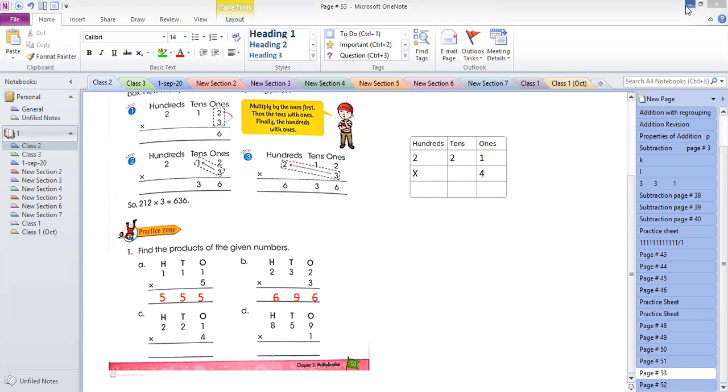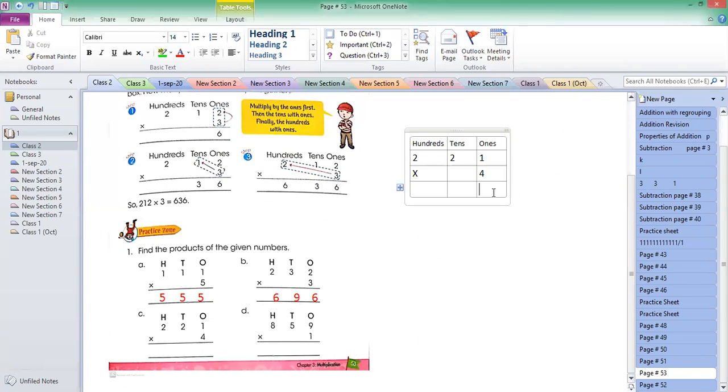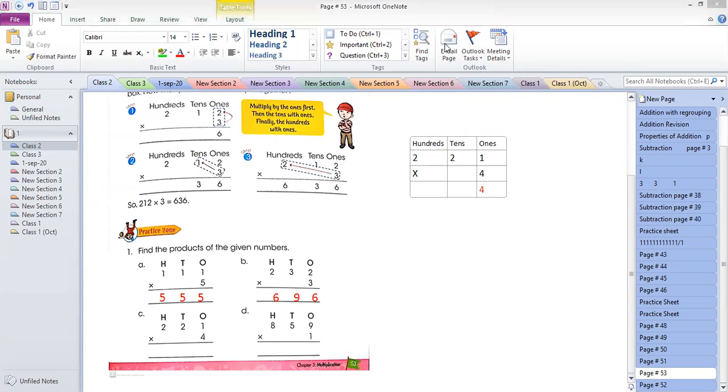Saud, Saud Al Amir. Yes, sir. What number should I write here? 4 multiplied by 1. 4. Very good, very good. I should write here 4 because 4 multiplied by 1 equals 4. Very good, Saud. Okay, I'll take one more student.